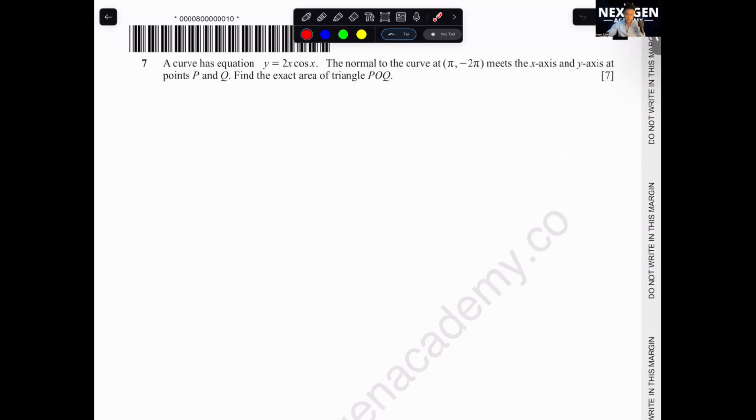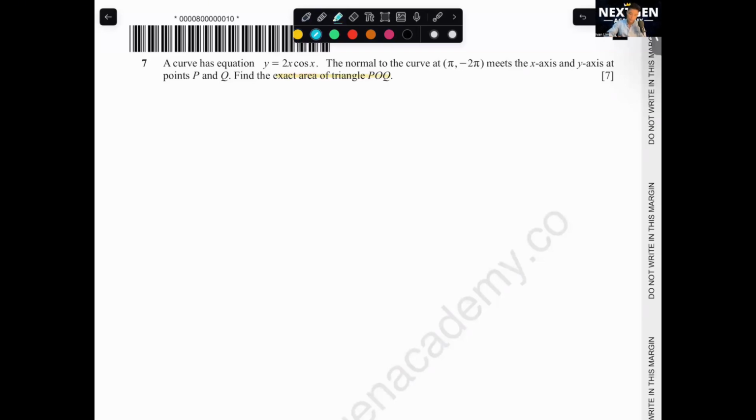Question 7, I think not too bad. A curve has equation y equals 2x cos x. The normal to the curve at (pi, negative 2 pi) meets the x-axis and y-axis at points P and Q. Find the exact area of triangle POQ.